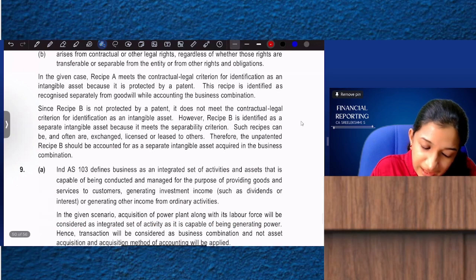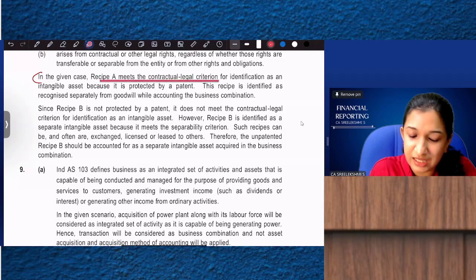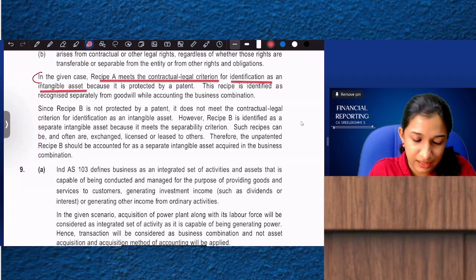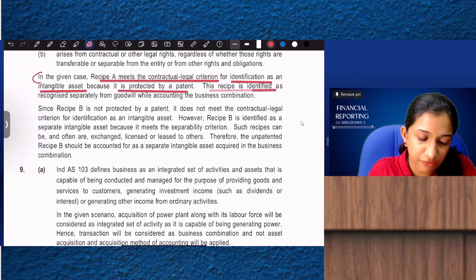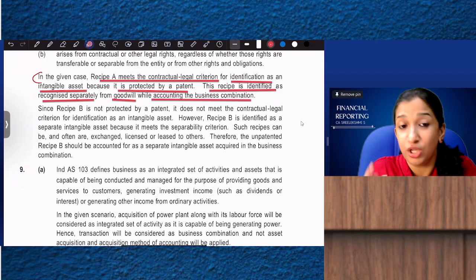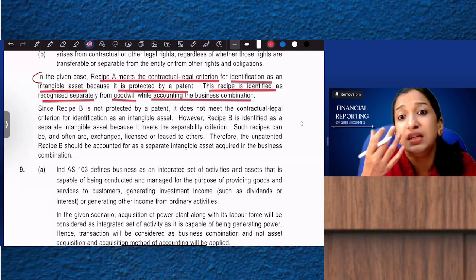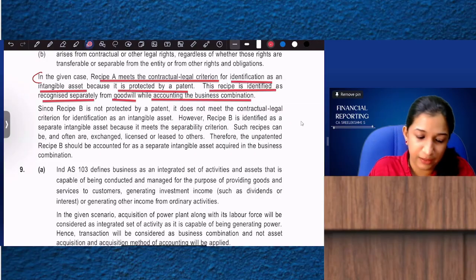In the given case, recipe A meets the contractual legal criteria for identification as an intangible asset. A is a separate asset because it is protected by a patent. This recipe is recognized separately from goodwill while accounting for the business combination. You should account for recipe A separately from goodwill because it is an intangible, separable asset. So it should be shown separately.